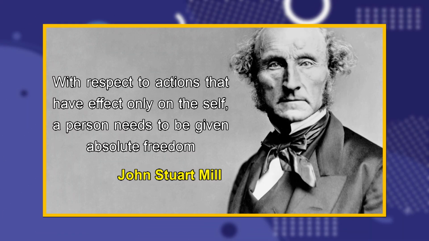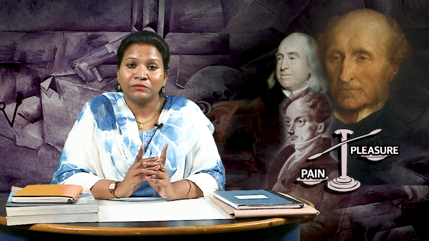With regard to freedom of action, Mill distinguishes between self and other regarding actions. Mill argued that with respect to actions that have effect only on the self, a person needs to be given absolute freedom. The only actions which can be regulated are those which harm others. This came to be known as Mill's harm principle.